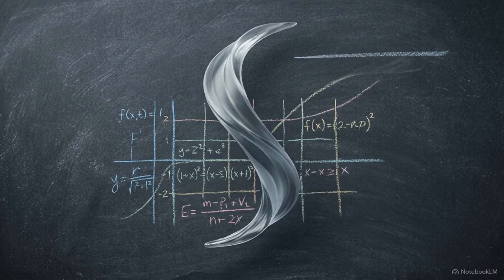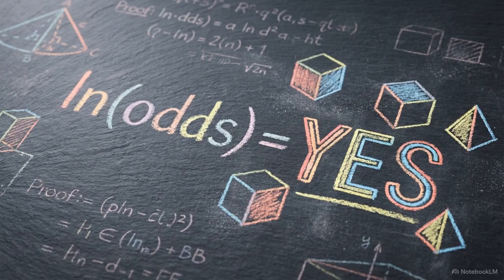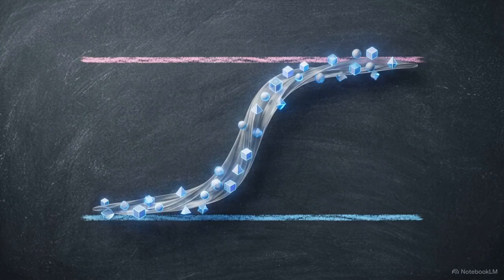This curve is made possible by the logit transformation. This is the natural log of the odds that a specific category, such as a yes outcome, will occur. By mathematically transforming the relationship between variables, the model creates a predictive framework that respects the constraints of categorical data.